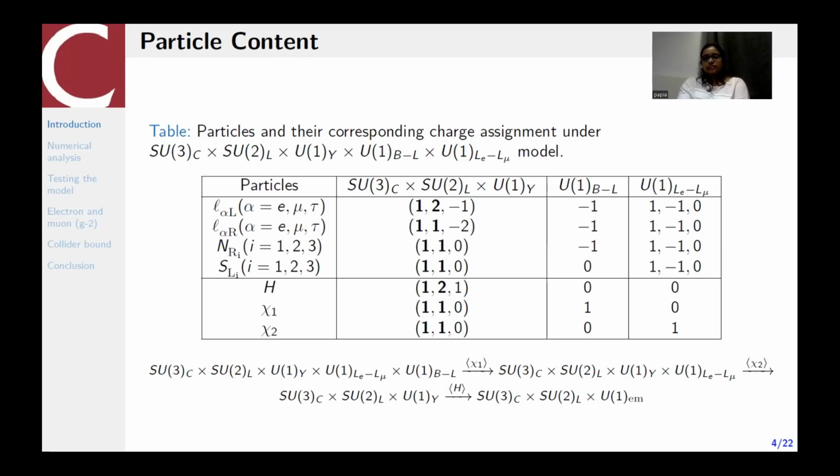Now, in layman's language, I can tell that whatever extra gauge symmetries are there, that means U1 L mu minus L tau and U1 B minus L, these 2 should come to the U1 EM, that means the electromagnetic gauge symmetry, at the very last. So how it is coming, I have just taken a picture of that. At the very first, the SM as well as U1 B minus L and U1 L mu minus L tau were there, and then after symmetry breaking through chi1, we can have SM as well as U1 L mu minus L tau, and after that there will be again symmetry breaking through chi2, and after that we can have the SM gauge symmetry. From the SM gauge symmetry we can have SU3C cross U1 EM through the Higgs mechanism. So can you please go next?